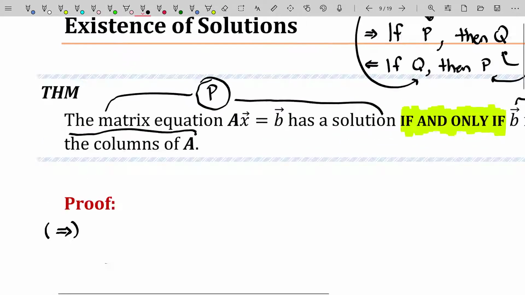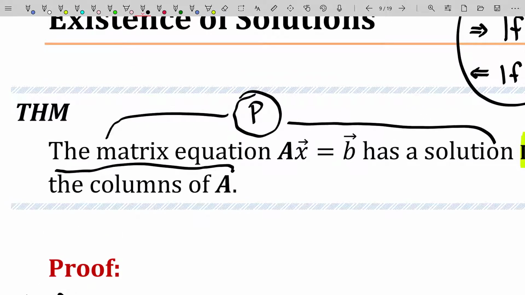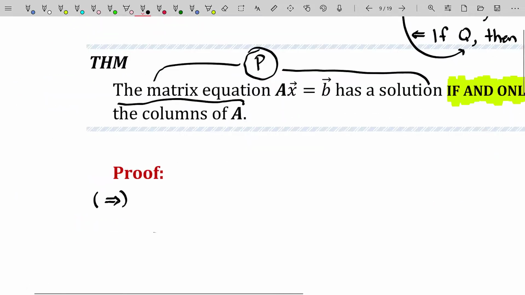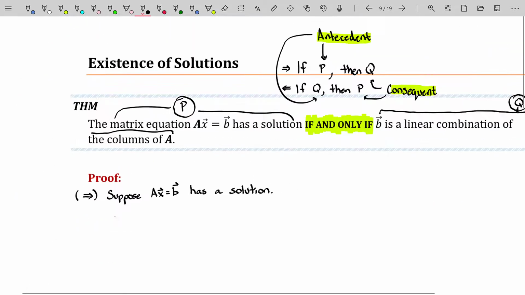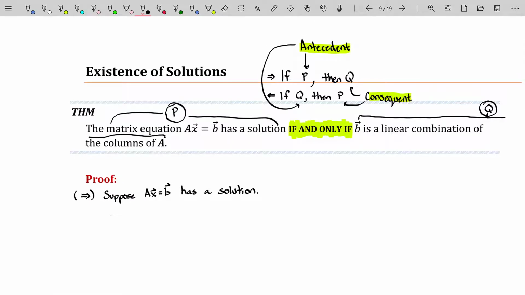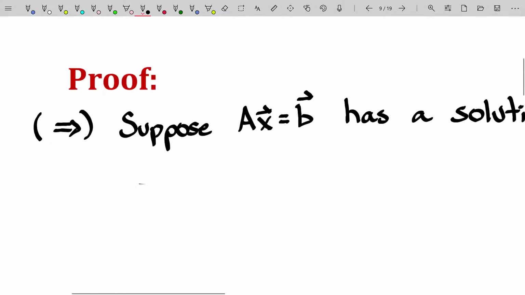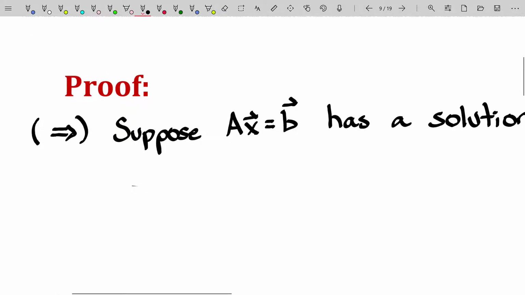We're going to suppose that the matrix equation AX equals B has a solution. Now what we're going to do is just take a look at where we want to arrive. We want to arrive at the fact that the vector B must therefore be a linear combination of the columns of A. And if we want B to be a linear combination of the columns of A, we somehow need to go from a matrix equation to a vector equation.